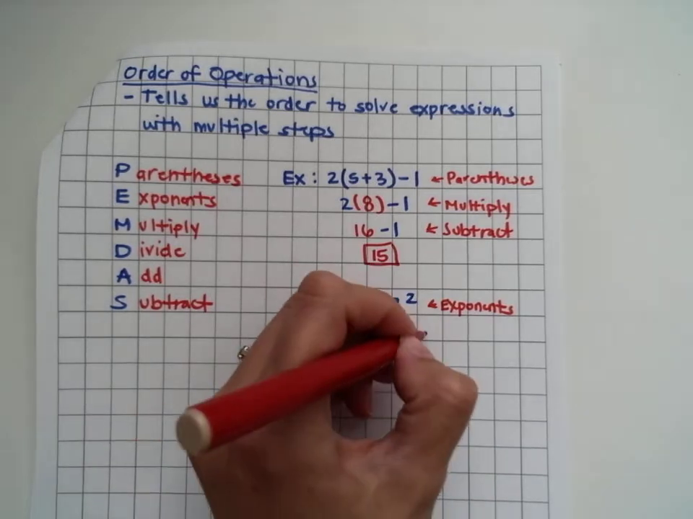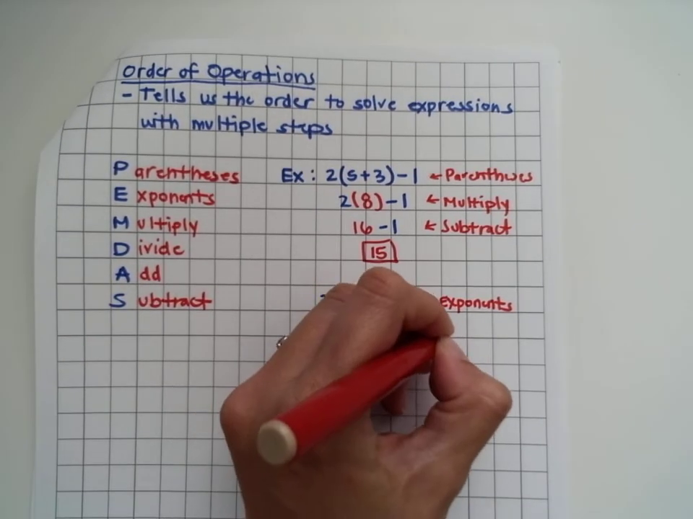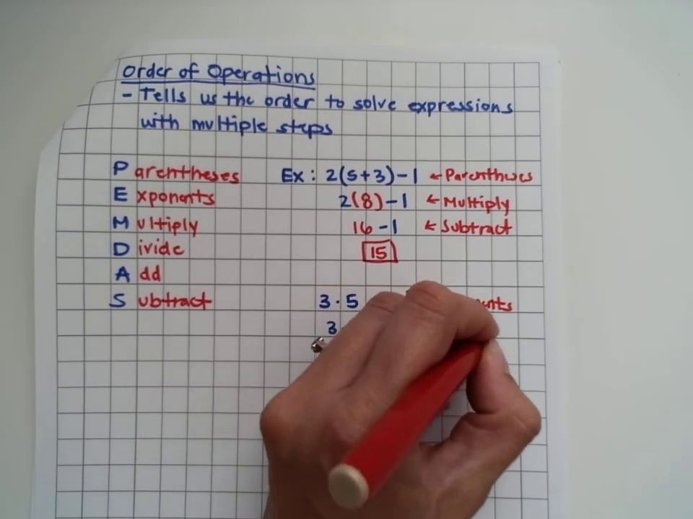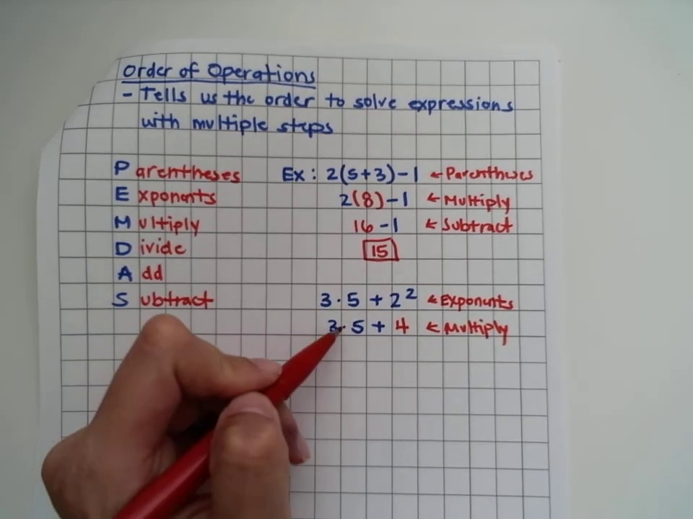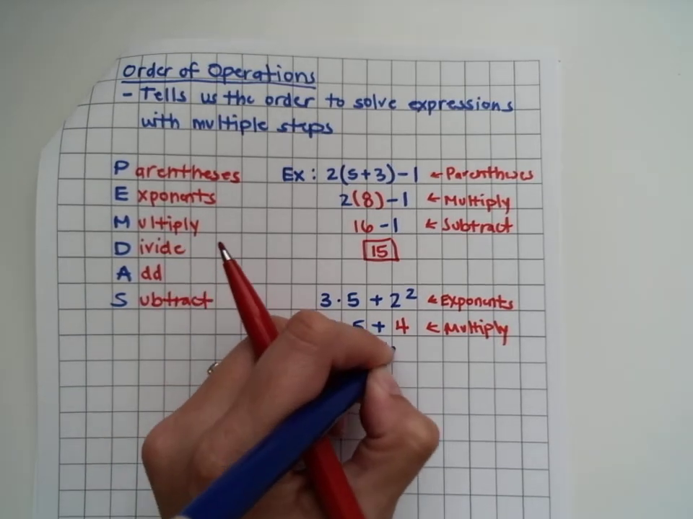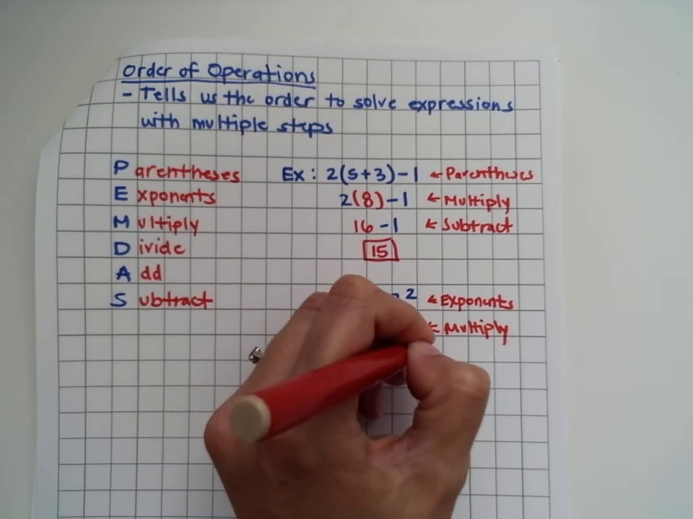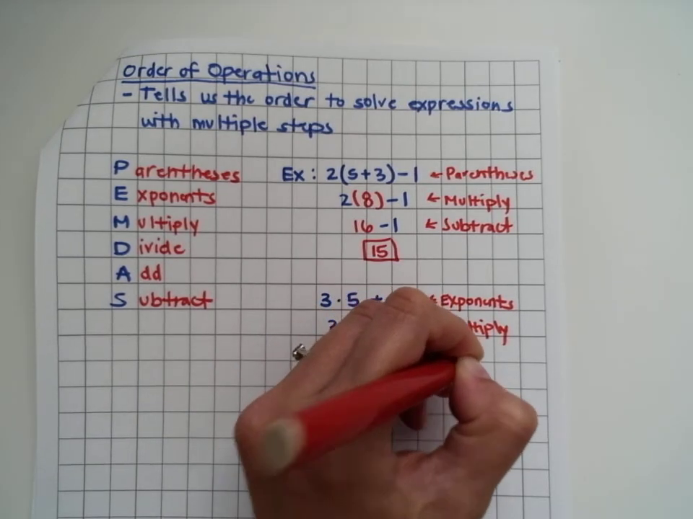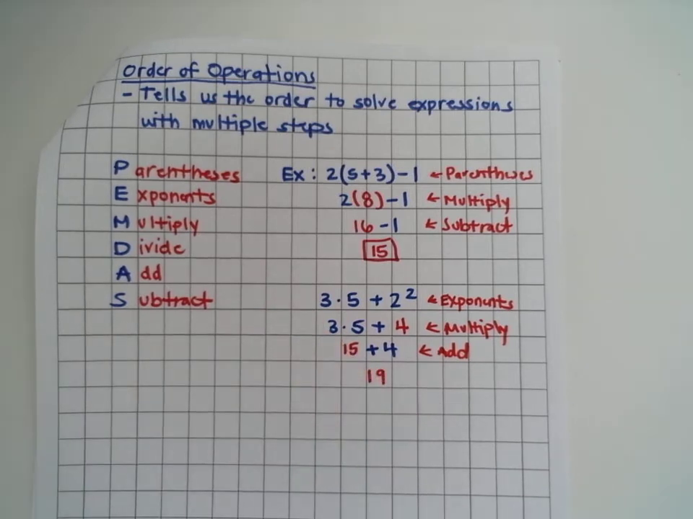So next, we're going to do multiplying and dividing. There's the multiplying. So we are going to multiply 3 times 5, which is 15. We'll bring down our positive 4. Now we're left with 15 plus 4. So our last step would be to add, and 15 plus 4 is 19.